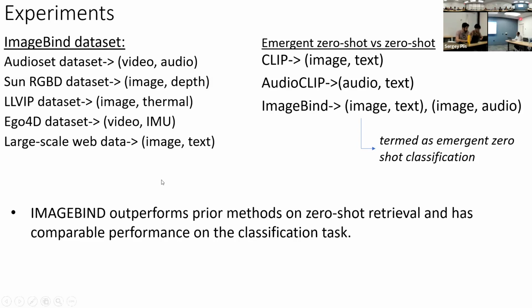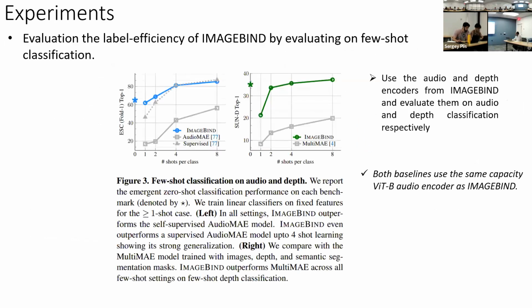ImageBind outperforms in their experiment. Actually, they show that their method outperforms prior methods on zero-shot retrieval and has comparable performance in the classification task. And also they evaluate the label efficiency of ImageBind by evaluating on few-shot classification. They use the audio and text encoder from ImageBind and evaluate them on audio and text classification respectively.